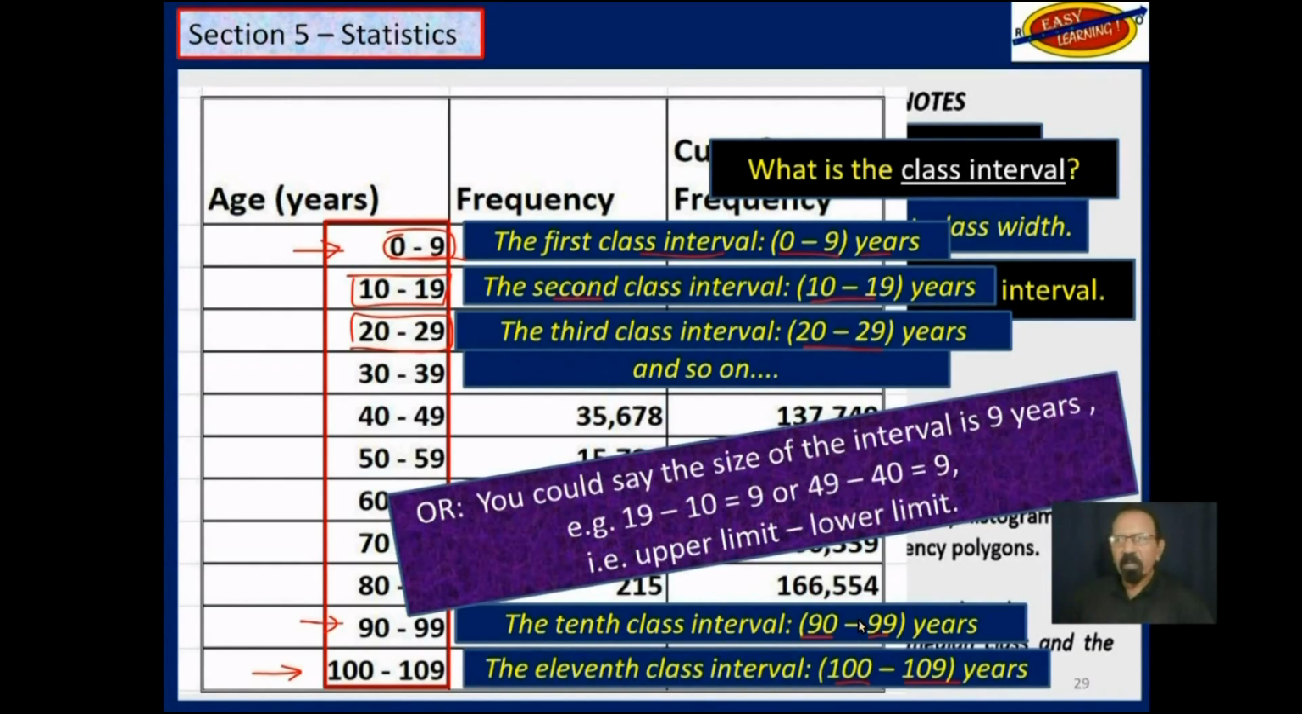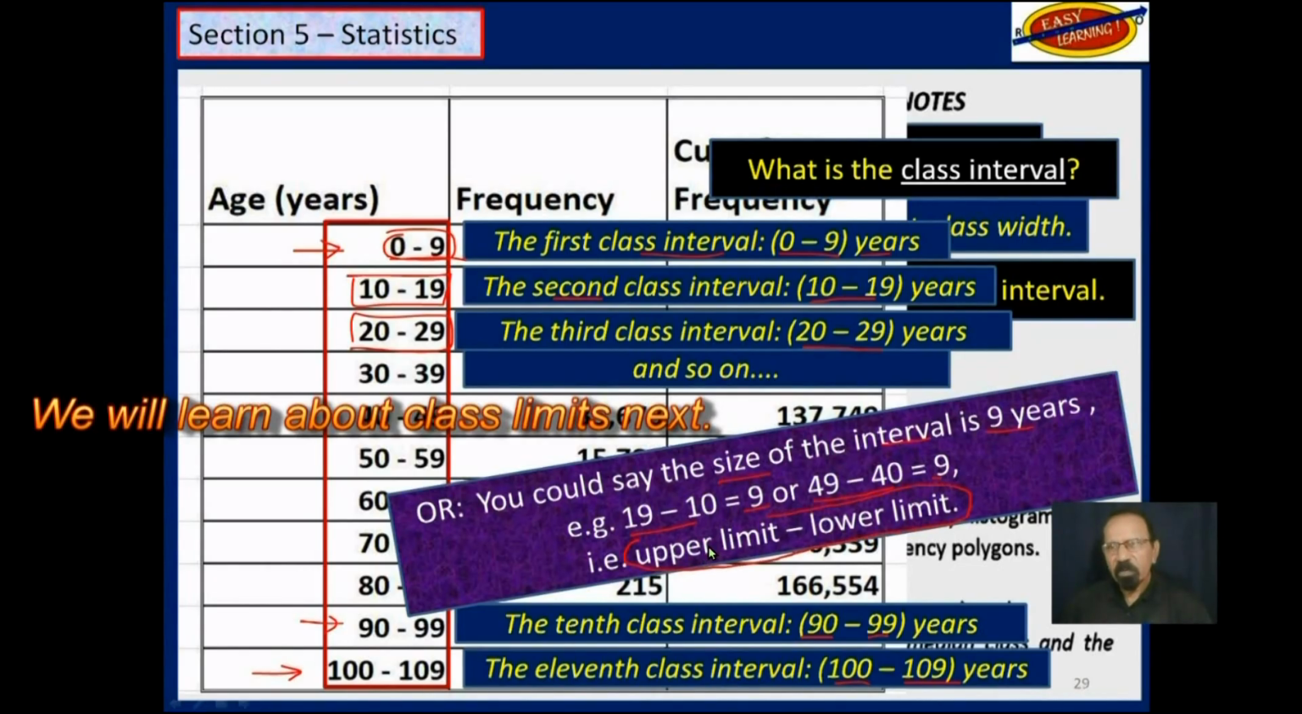Or you could say that the size of the class interval is 9 years. From 10 to 19 is 9, 40 to 49 is 9. So it really is the upper limit minus the lower limit.